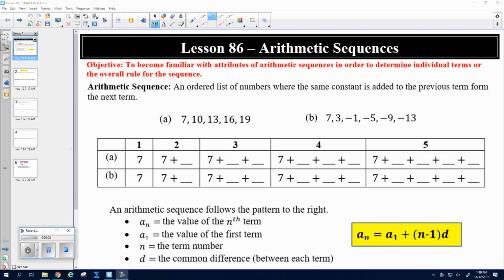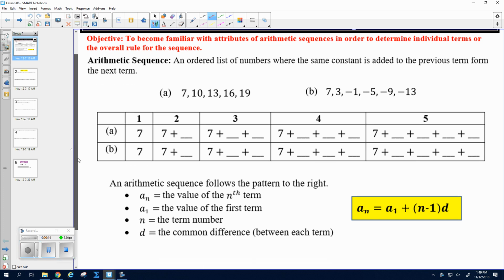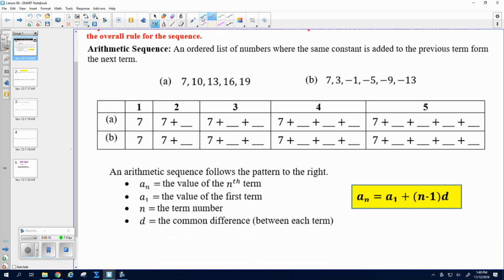Arithmetic sequences is when you're adding the same number every time or you're subtracting the same number every time. The other one is geometric. That's when you're multiplying, okay? So we have an ordered list of numbers where the same constant is added to the previous term to get the next term. So we have a difference here of what every time, you guys?